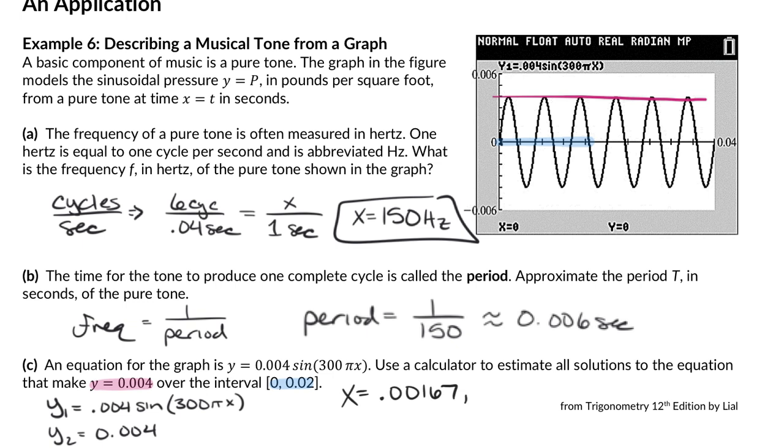0.00167. But there are more solutions, so we repeat those steps. How did I get to intersection? Before I move the turtle, I have to press second, calc or trace, option 5. Now I move the turtle to the right until it gets close. Once it's close, enter 3 times. 1, 2, 3. It changes to the word intersection, and there's your second answer, which is 0.0083.